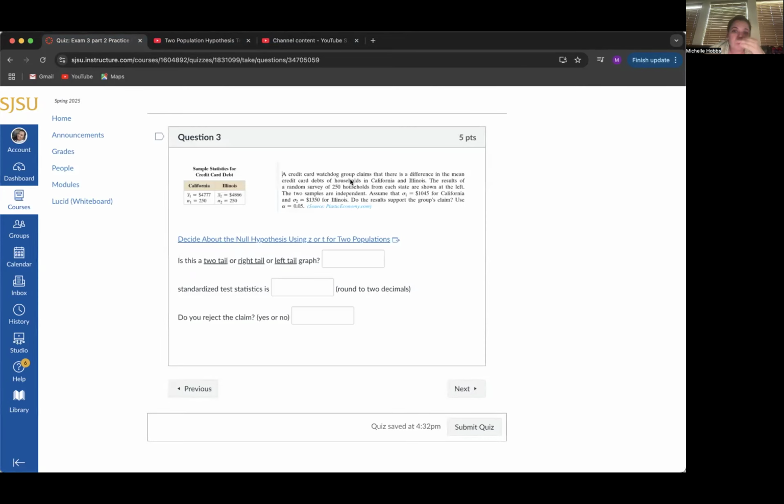A credit card watchdog group claims that there's a difference in the mean credit card debts of households in California and Illinois. The results of a random survey of 250 households from each state are shown at the left. The two samples are independent. Do the results support the group's claims? Well, let's pull this up real quick just to get a little peek.